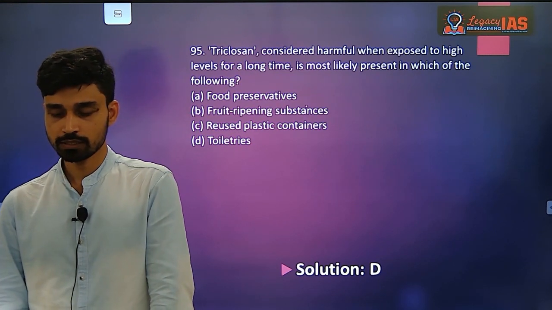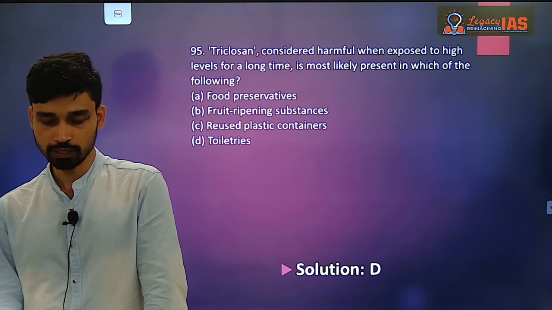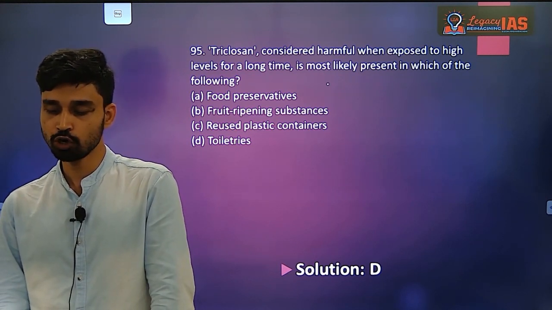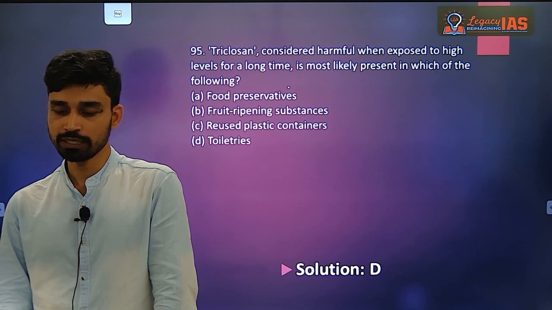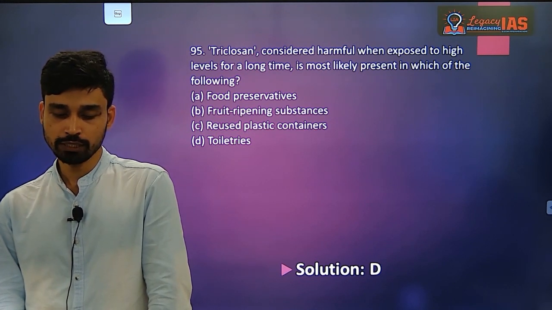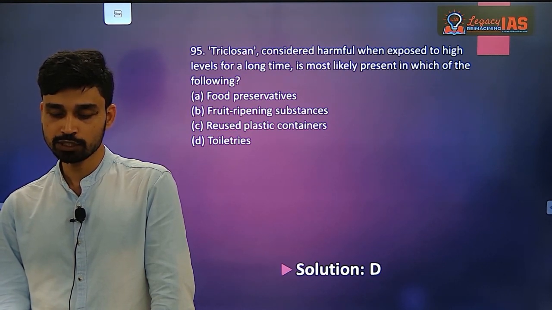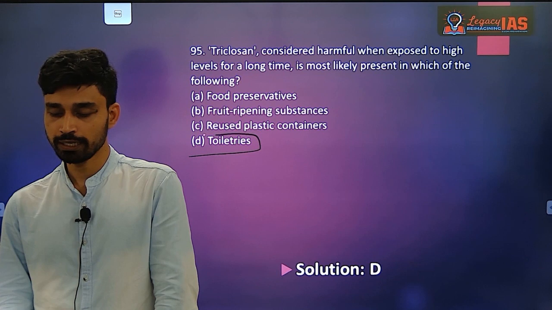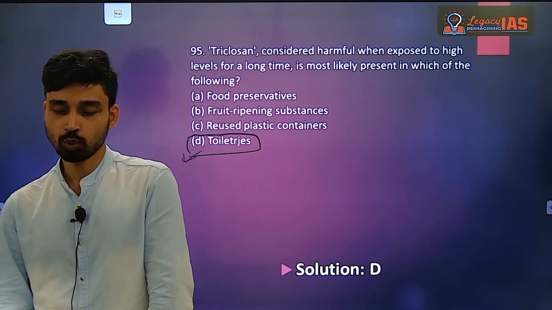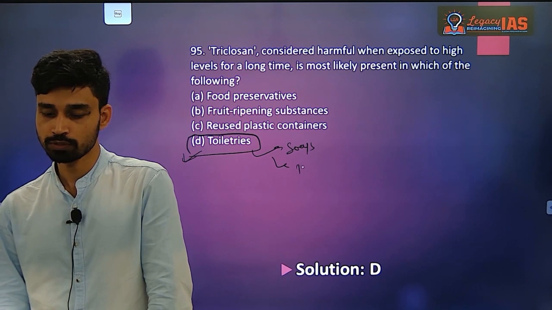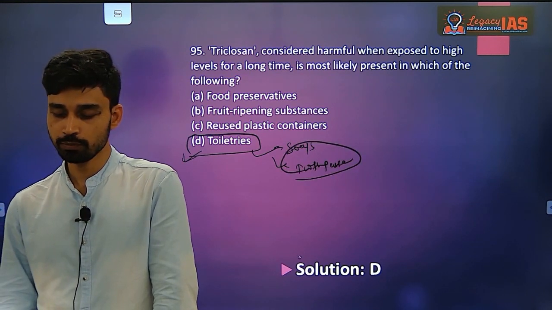Next is question number 95, that is triclosan. It is considered harmful when exposed to high levels for a long time, and is most likely present in which of the following. Actually, triclosan has antibacterial properties, and that is why it is used in items like toothpaste and soaps, so the correct option here will be D, that is toiletries. Toiletries means items like soaps and toothpastes. So, the correct option will be D, toiletries.